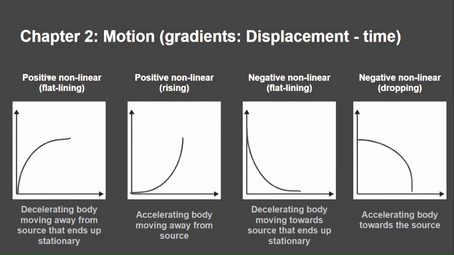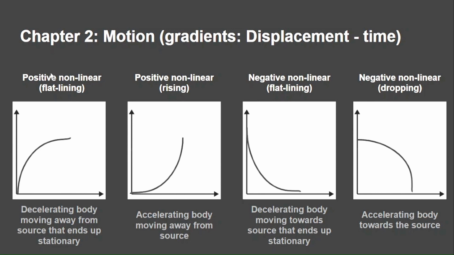But we do understand the concept of positive and non-linear and negative and non-linear. So positive means essentially displacement is increasing from the source, or the object is moving away from the source. In the case of you in your car and your house, you're moving away from your house. Negative just means you're coming back because your distance between your car and your house is decreasing because you're returning.